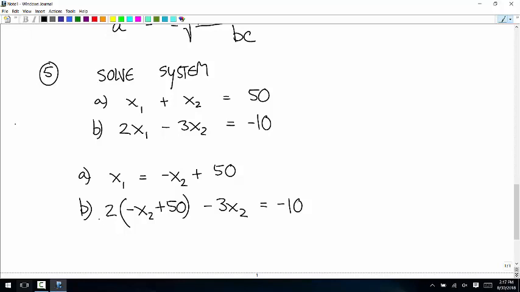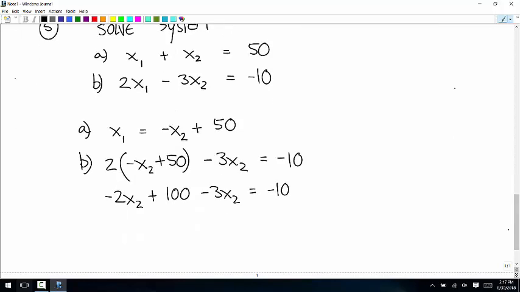You have to multiply the 2 times everything inside those parentheses. So we have negative 2x2 plus 100 minus 3x2 is equal to negative 10. And now get all the x terms on the left, get all the constants on the right. You have negative 5x2 is equal to negative 110. Then divide both sides by negative 5, and finally you get x2 is equal to 22.